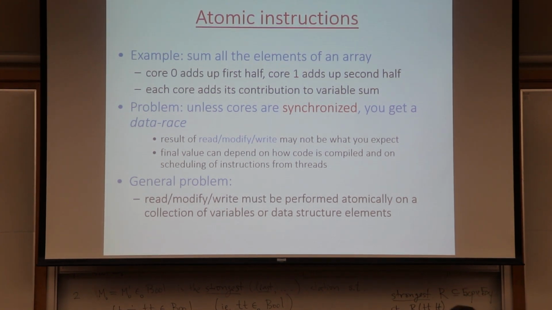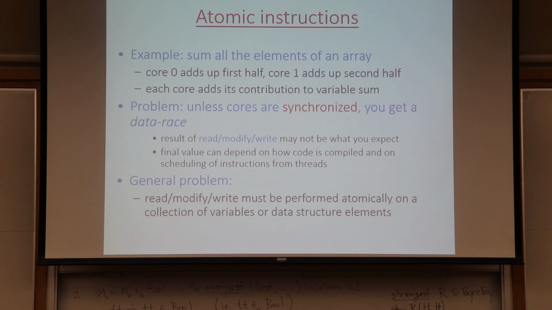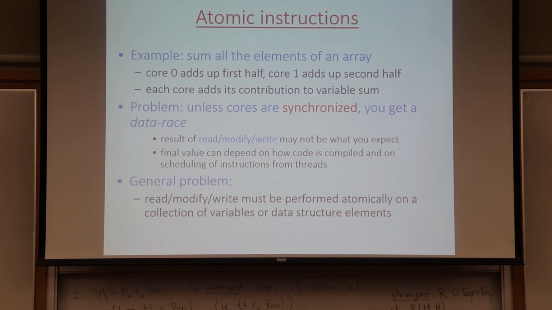Let's say there's an array. There are 2 cores. You just want to sum up all the elements in the array. So a simple way of writing a parallel program is core 0 adds up all the elements in the first half of the array. Core 1 adds up the second half of the array. Okay, so now I have a value, you have a value, which is my contribution and your contribution to this global sum.